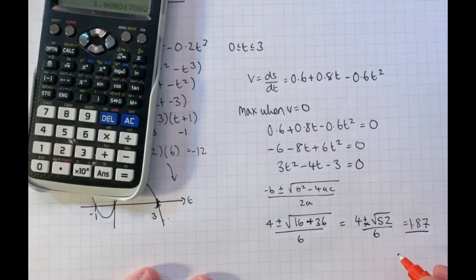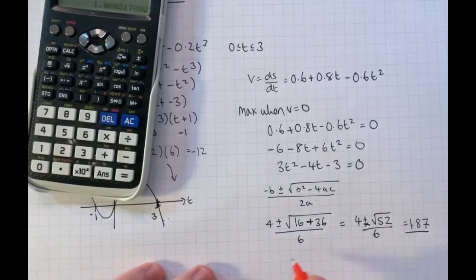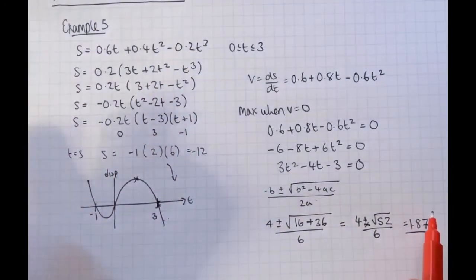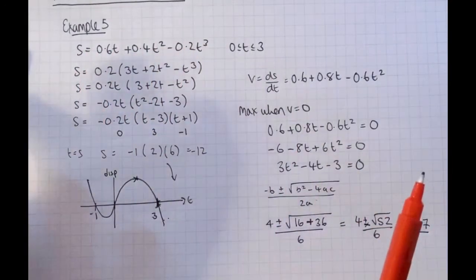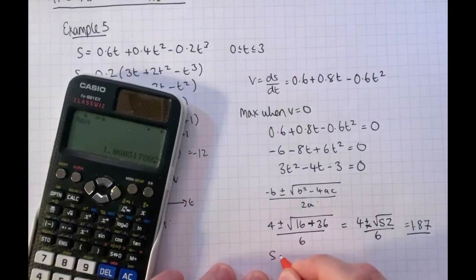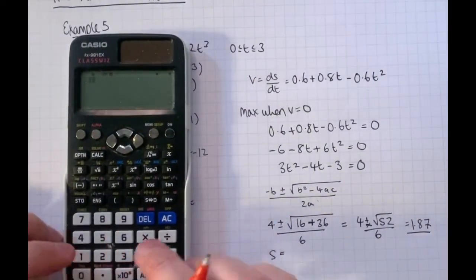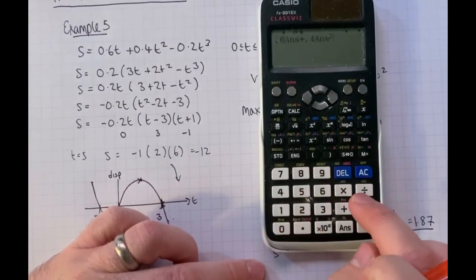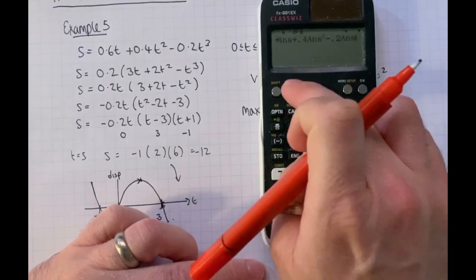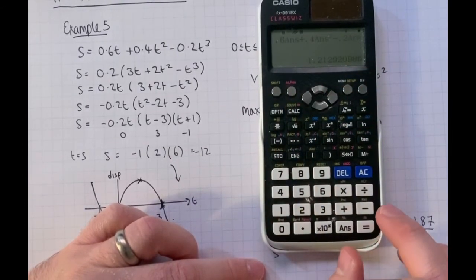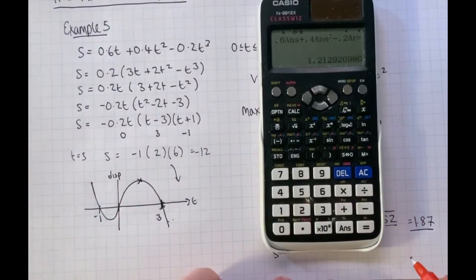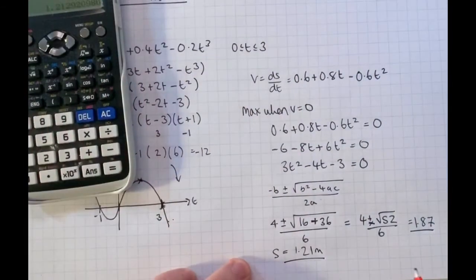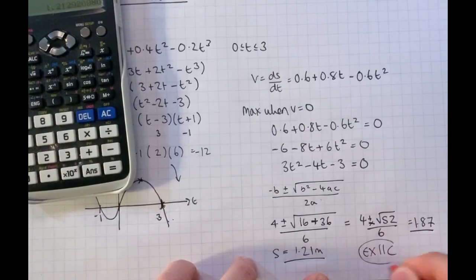Finally, in this question, we have to work out the maximum distance at this time. So all we need to do is take that value using the Ans function on the calculator and put it into the original equation. So s is going to be equal to 0.6 Ans plus 0.4 Ans squared minus 0.2 Ans cubed, which is 1.21 metres. Okay, again, that was the only example prior to exercise 11C, so let's smash on with that now.